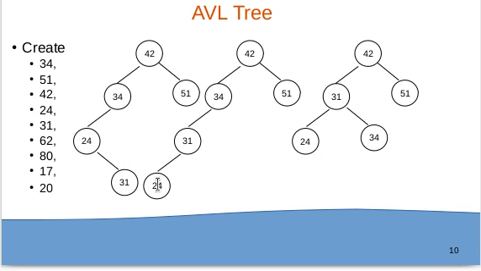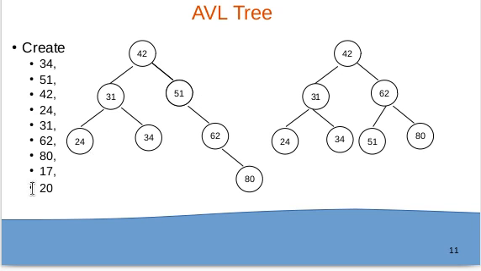Now it is a left-right rotation. So we have to make it first 31, 24, then we have to rotate right. So this is the intermediate step. Now we have to rotate right. 31 will be in the middle, 34 will be the right child, 24 will be the left child. Now the balancing factor for 42 is 2 minus 1, that is 1. So this is okay. So this is the tree up to inserting 31.